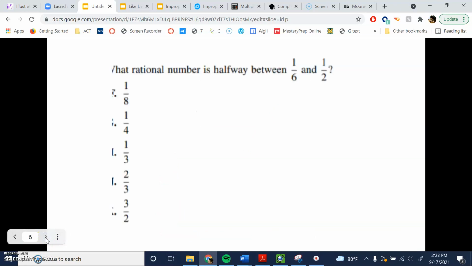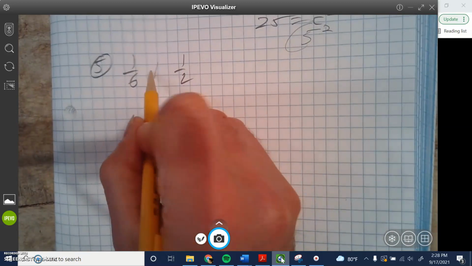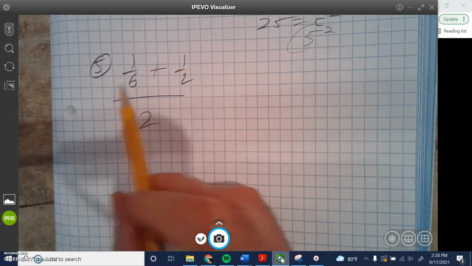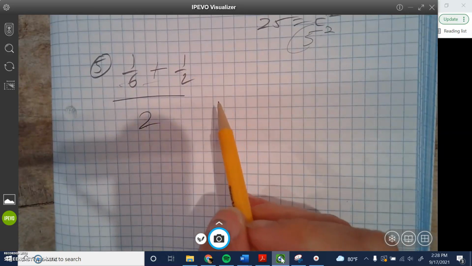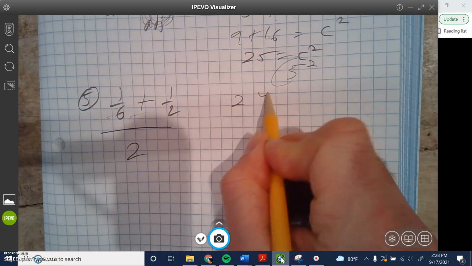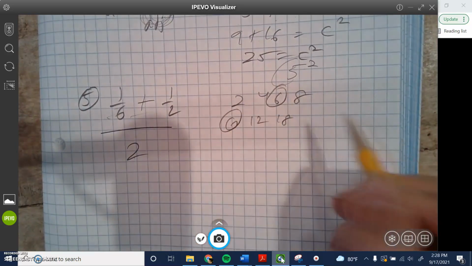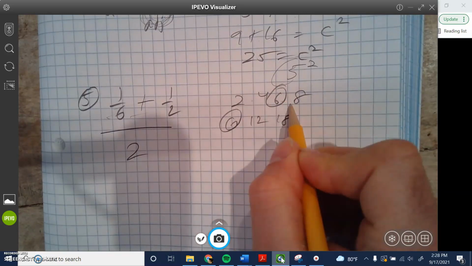Next, last but not least. What number is halfway between 1/6 and 1/2? Hint, find the average or the mean. Pause the video. Go. Okay. So, in order to find the average or the mean, you have to add the fractions and then divide by the number you got. I have two numbers, so I'm going to divide by 2. So first, let's deal with adding, right? We got to find a common denominator. So we got 2, 4, 6, 8. 6, 12, 18. Oh, 6, right? 6 is the least common denominator, least common multiple.